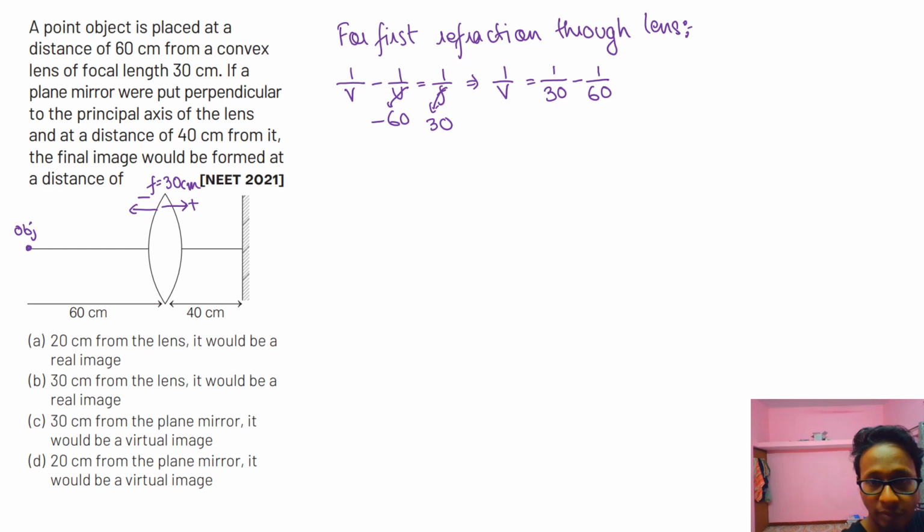If you send this 1 by 60 to the right hand side, it becomes minus 1 by 60. Or 1 by v is equal to 1 by 60, or v is equal to 60. So v will form 60 centimeter away from this lens. So 60 centimeter away from this distance is nothing but this much distance. So 60 centimeter away is somewhere around here.